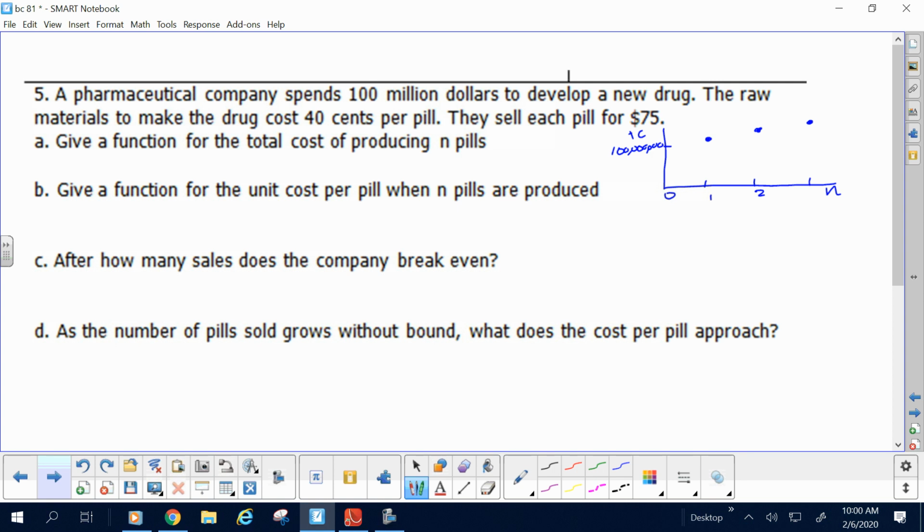Okay. So, what is the total cost of producing N pills? $100 million plus 0.4 N. You follow? We all agree with that. Okay, cool. What about a function for the unit cost, or the cost per pill? What do you think here?